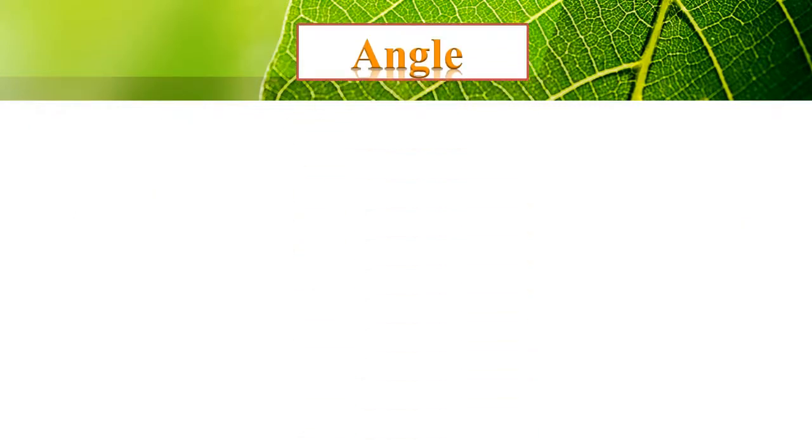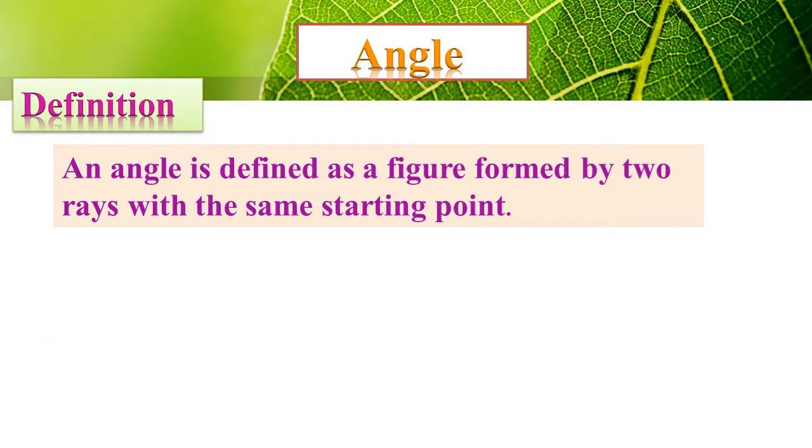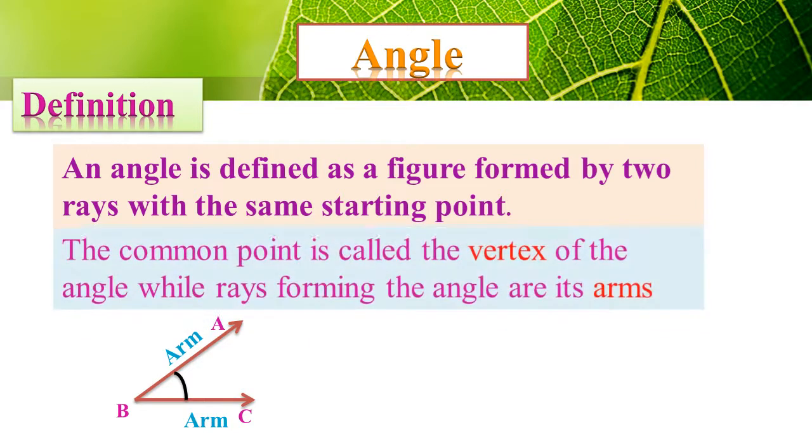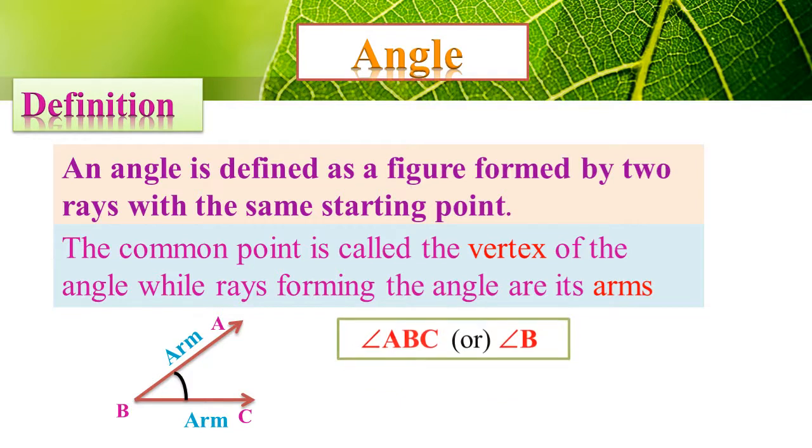First, we are going to learn the angle definition. An angle is defined as a figure formed by two rays with the same starting point. Look at this picture. There are two rays, BA and BC, that form an angle. The common point is called the vertex of the angle, while the rays forming the angle are its arms.